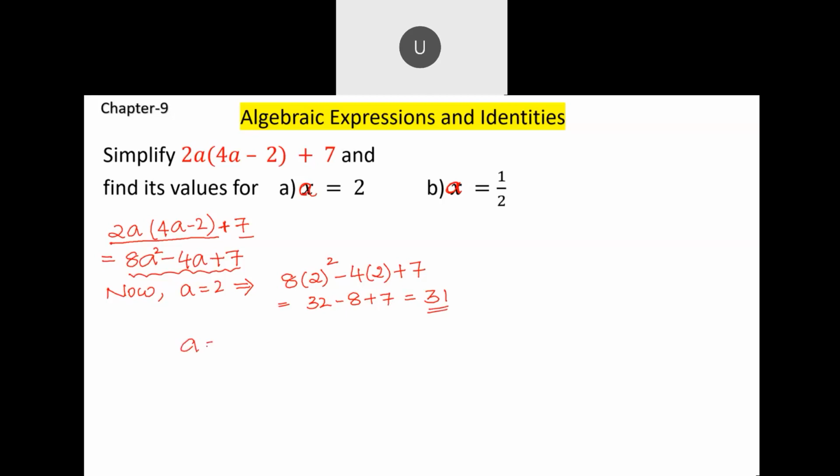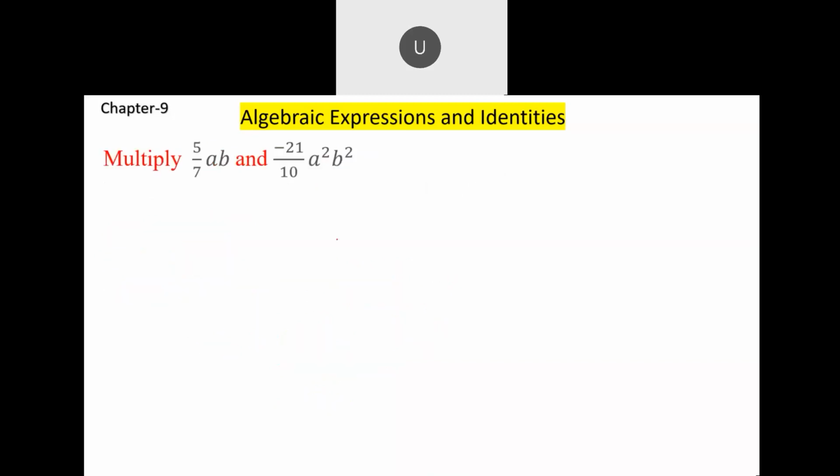Same way, if a value is 1 by 2, what will be the value of the expression? 8 into 1 by 2 square, minus 4 into 1 by 2, plus 7. 8 into 1 by 4 is 2, and minus 4 into 1 by 2 is minus 2. 2 and minus 2 cancel, plus 7. We simply get 7 as the result. 7 is the answer. It's simple. Now how to multiply?